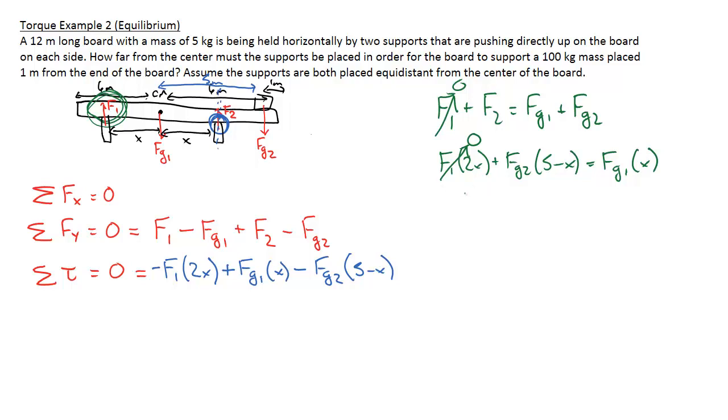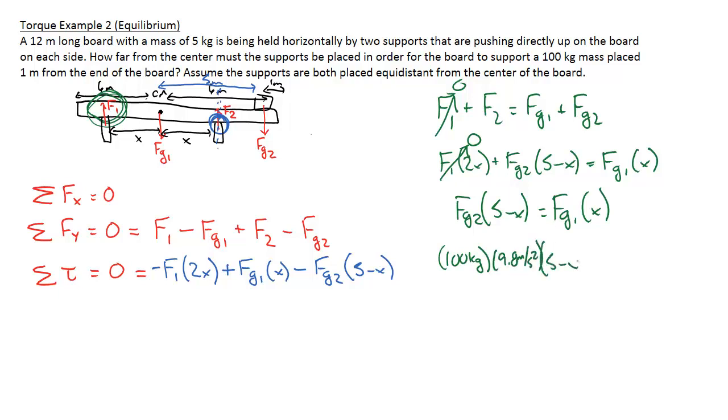So if I do that, we have here just FG2 times 5 minus x equals FG1 times x. FG2 is just 100 kilograms times 9.8 meters per second squared times 5 minus x. FG1 is 5 kilograms, because that's the mass of the board, times 9.8 meters per second squared times x.